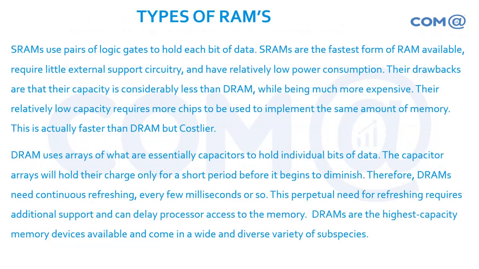There are two types of RAM: one is static RAM, the other is dynamic RAM. Static RAM is manufactured by using a pair of logic gates to store a bit of data. Static RAM is faster than dynamic RAM because it processes faster and it can serve the processor or the components quickly.